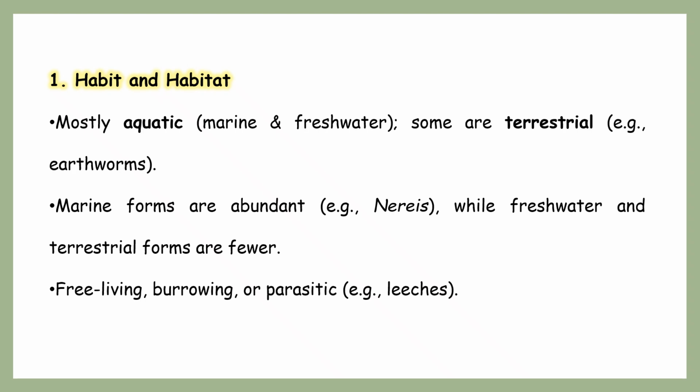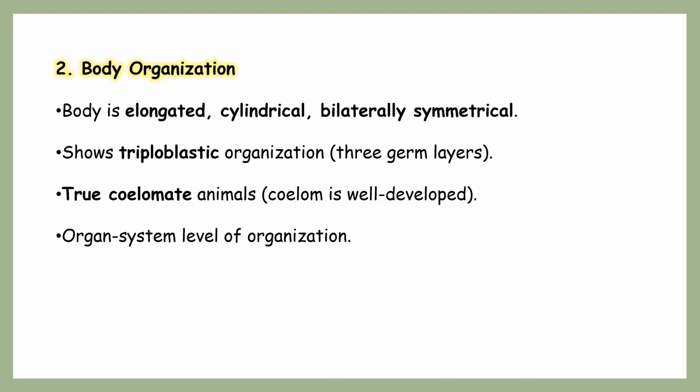Marine forms are abundant, like Nereis, for example. On the other hand, freshwater and terrestrial forms are a little bit fewer compared to the marine forms. Annelids are free living, burrowing, and very few of them are parasitic forms, for example, leeches.